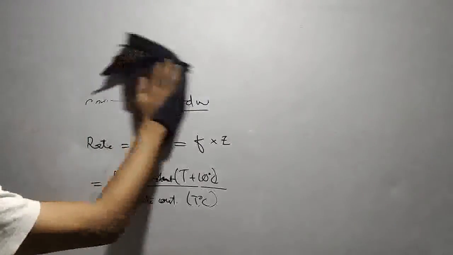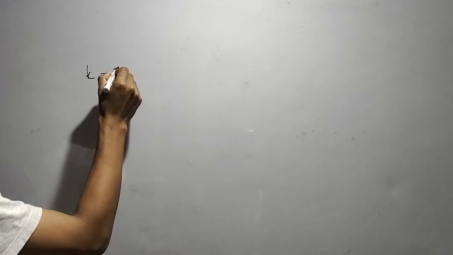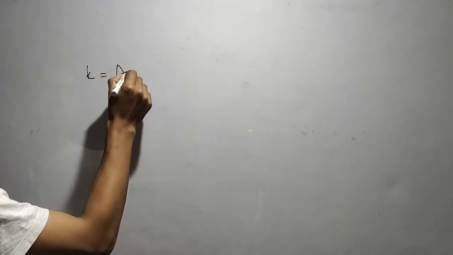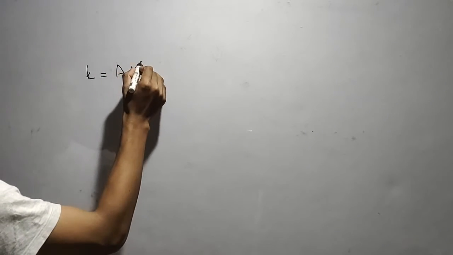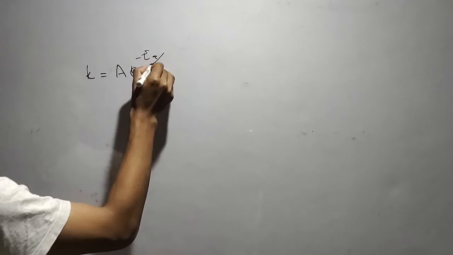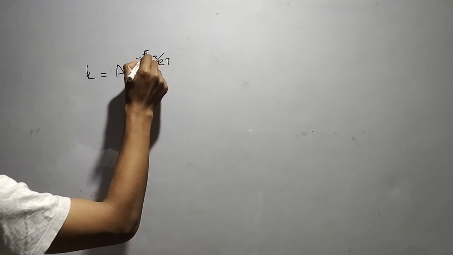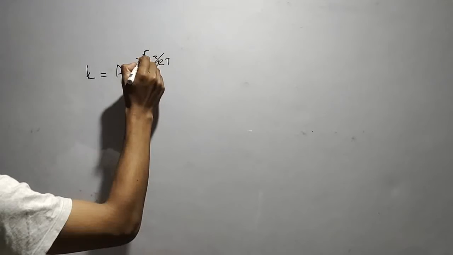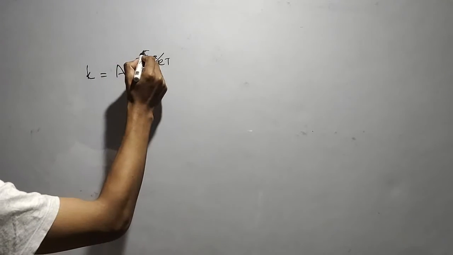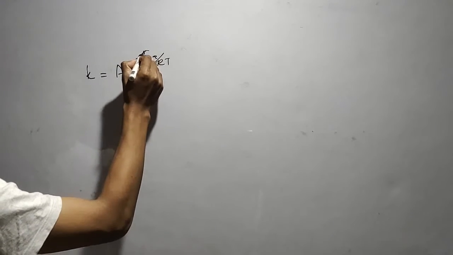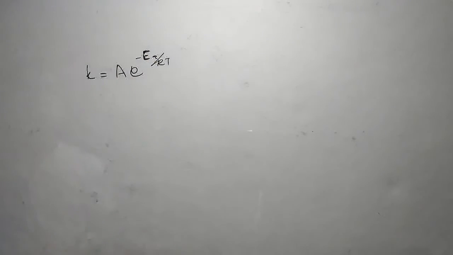The next one is the Arrhenius equation. The Arrhenius equation gives a relationship between the rate constant and the activation energy. It is given by k equals A e to the power minus Ea by RT.